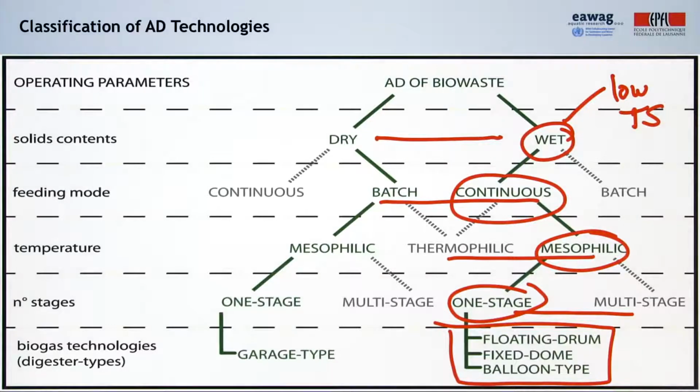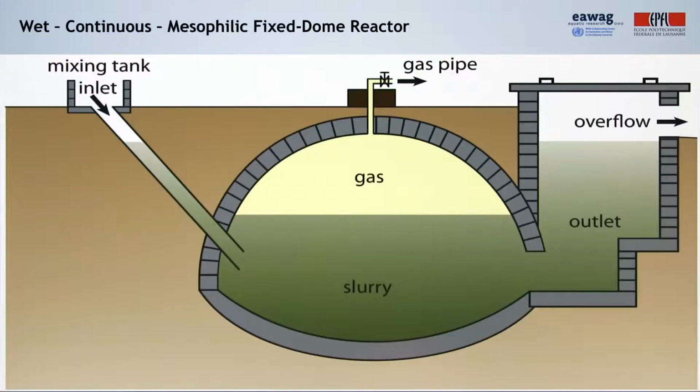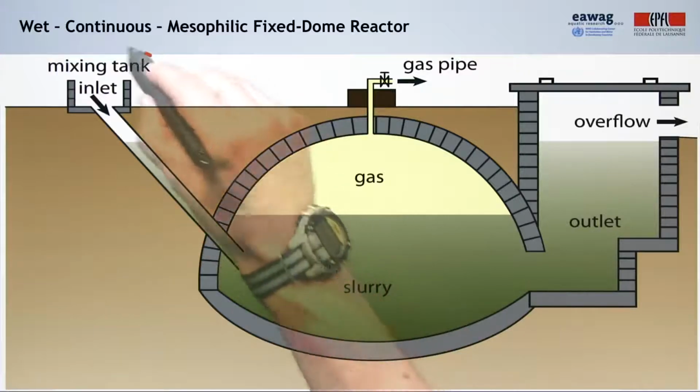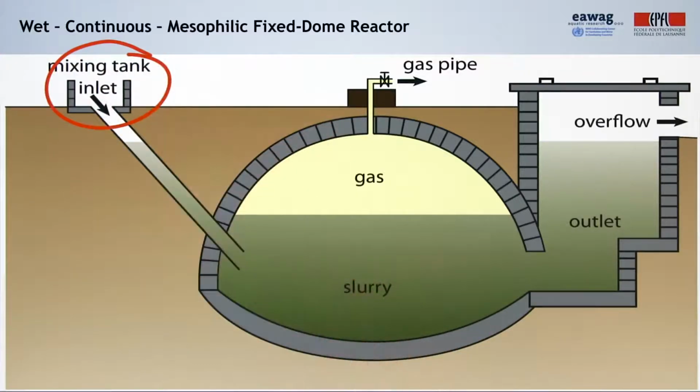So now let's look at these digesters. Let me start by showing you the wet, continuous, mesophilic, fixed dome reactor. This is a brick-built and gas-tight plastered structure, which is often put underground. It has an inlet pipe where the waste material is fed into the digester.